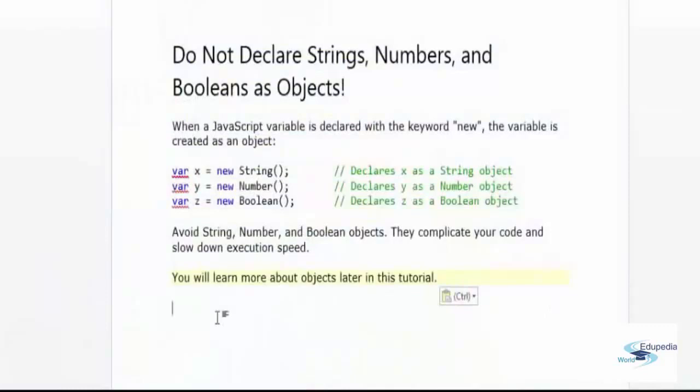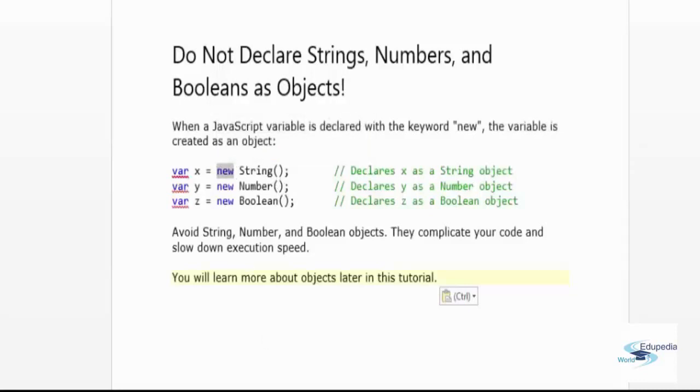Okay, you do not declare strings, numbers and booleans as objects. Just remember that when a JavaScript variable is declared with the word new, the variable is created as an object. So var x is equal to new String, var y is equal to new Number, var z is equal to new Boolean. So if you want to create an object, simply when you declare a variable you use the word new.